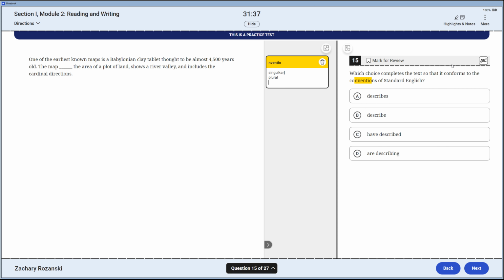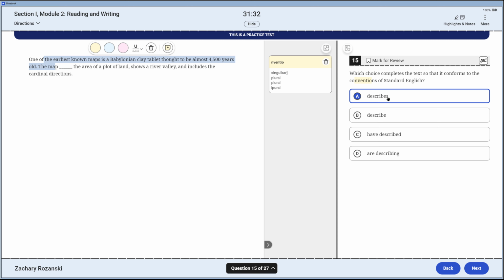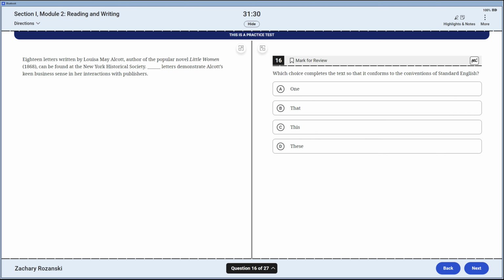Singular, plural, plural, plural. I'm going to bias the odd man out, go looking for a subject. I've got a map. Thank you, map. I've got a conventions question.